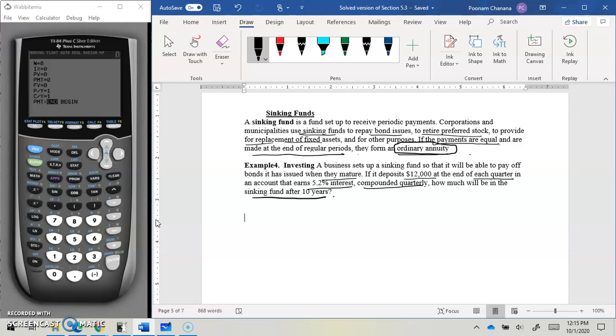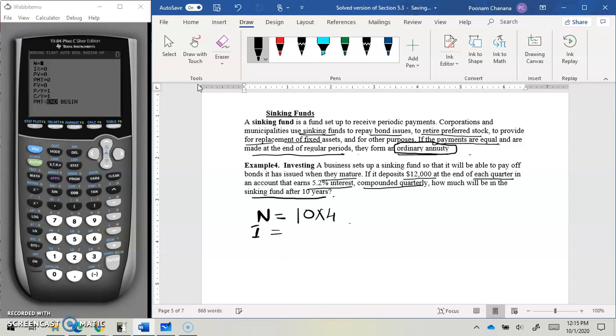So, let's see the important points. How much is deposited every period? $12,000. So, that is your payment. At the end of each quarter means it's quarterly payments. So, 4 payments per year for 10 years. If I am going to use the TVM solver, then N, the total number of payments, would be 10 times 4, because 1 year has 4 payments, and 10 years.